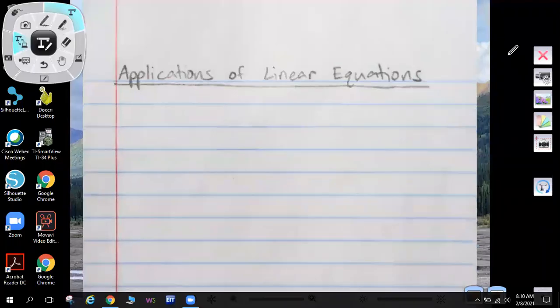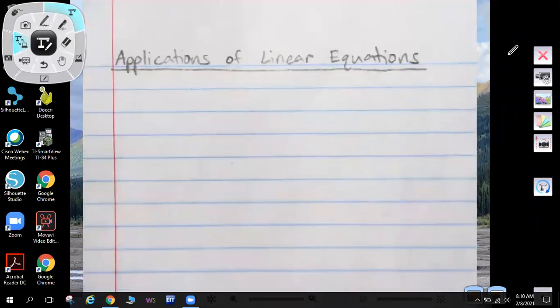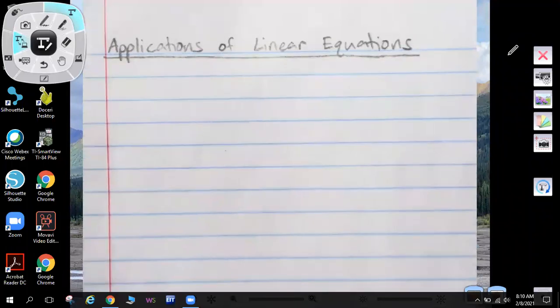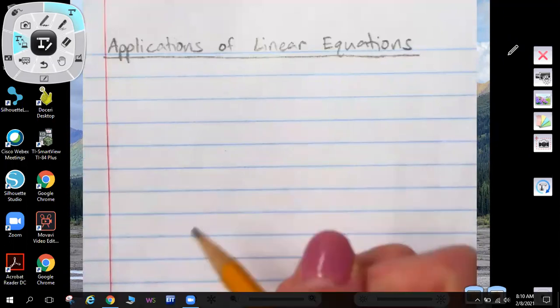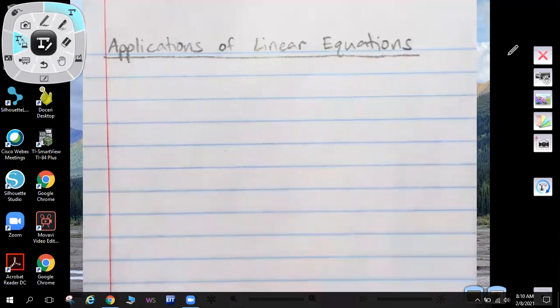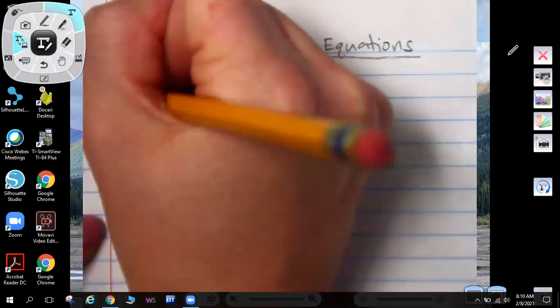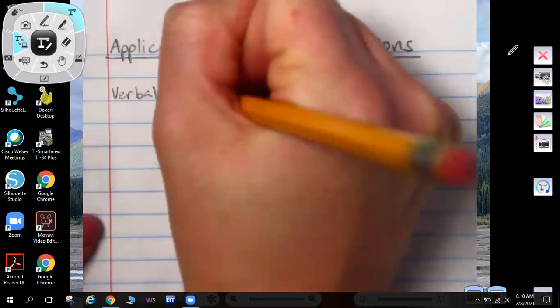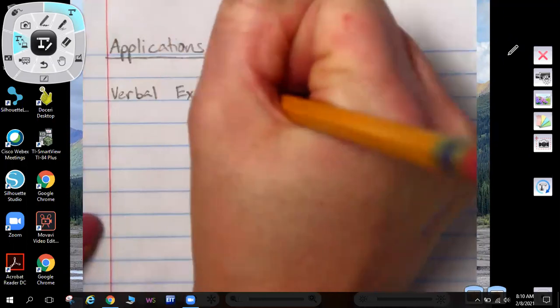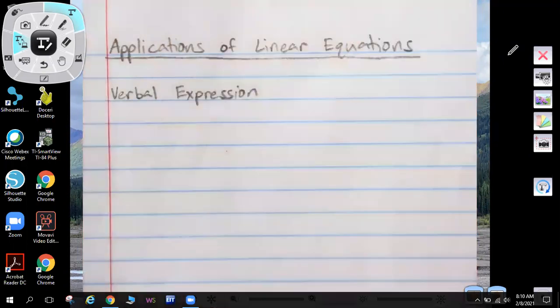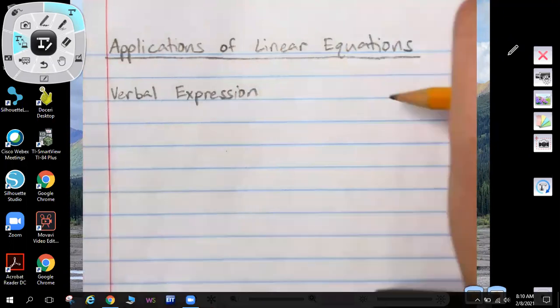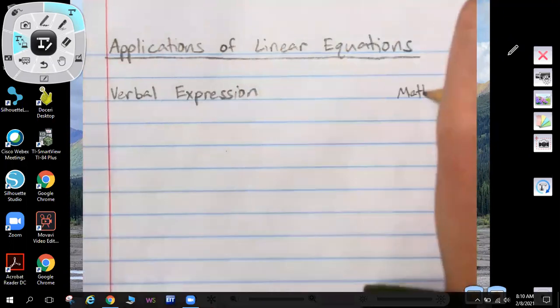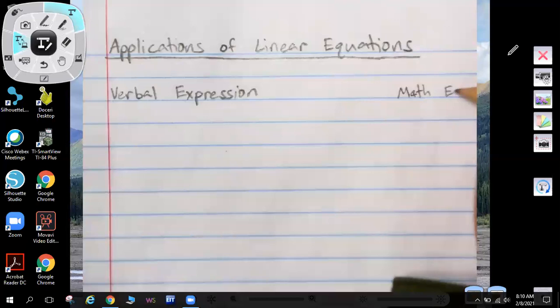Applications of linear equations. What we're going to do is look at a verbal expression and write how we would write that in math terms. So we'll make a couple columns. Write the verbal expression on this side and the math expression on the other side.